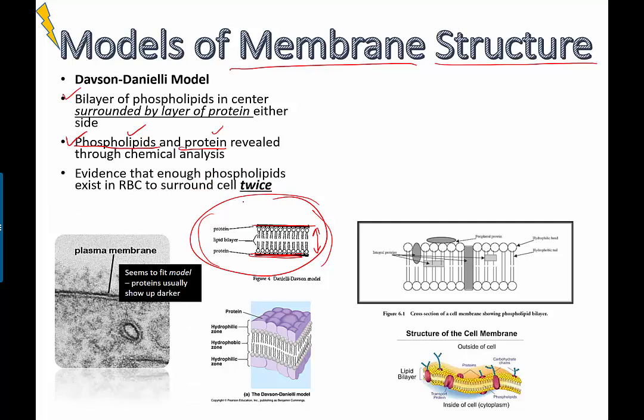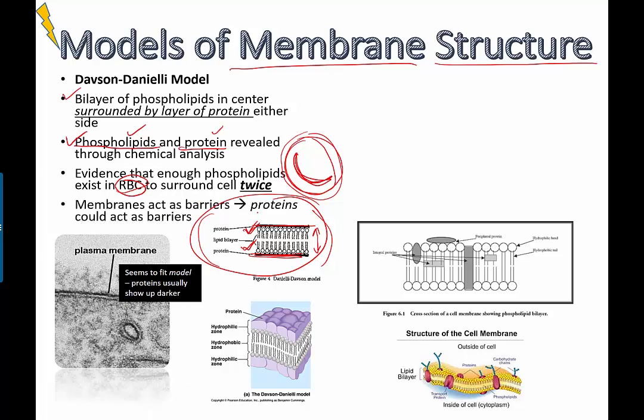Evidence existed when they analyzed RBCs, red blood cells, that there were more phospholipids in there than were required to actually surround a red blood cell all the way. So that suggested that maybe the red blood cells are circled twice, and so that's why they came up with this double layer, this bilayer aspect right here. So that seemed to fit as well.